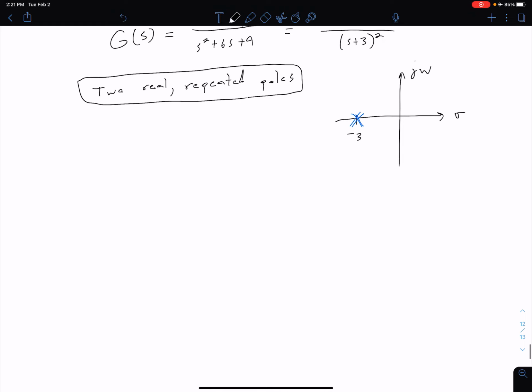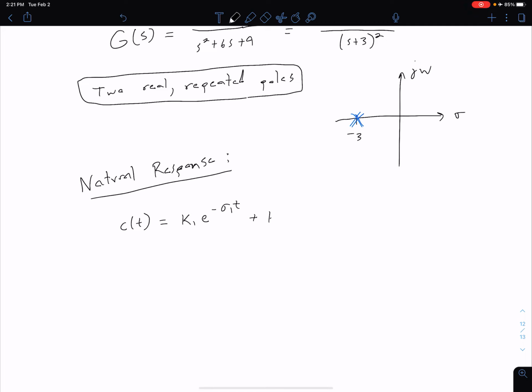Our natural response, so again, drawn above is the total response. The form of our natural response is as follows. Overall, it's pretty similar to what we saw for our underdamped case. So we have c of t is equal to K1, which is just some constant, e to the minus alpha 1 times t, plus K2 times t, e to the minus alpha 1 times t, where this alpha 1 is, of course, the location of our repeated pole. The only difference between this natural response and that of our overdamped response is we have a t in one of these two terms.